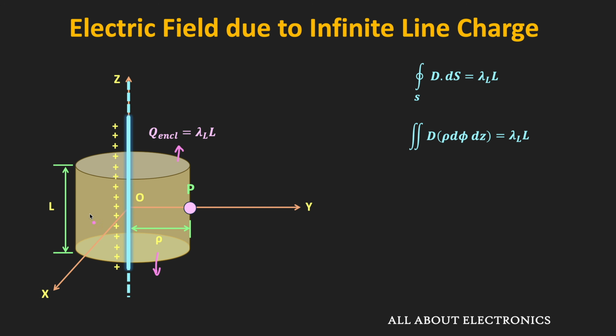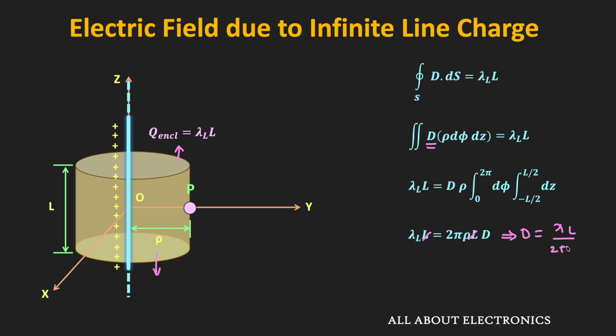Now here if you see, then on this entire closed surface, this D field will remain constant. So here we can take it outside from the integration. And here if we see, then the integration limits will be from phi equal to 0 to 2 pi, and in this direction it will be from z equal to minus L by 2 to z equal to plus L by 2. So if we integrate it, then we will get this lambda L times L that is equal to 2 pi times rho L times D. So here this L will get cancelled out, and we will get this D is equal to lambda L divided by 2 pi times rho.